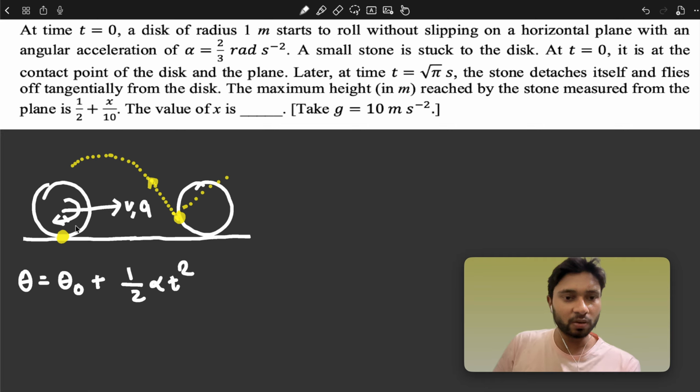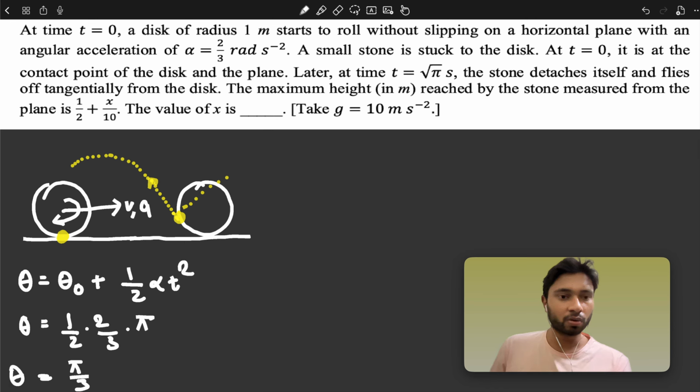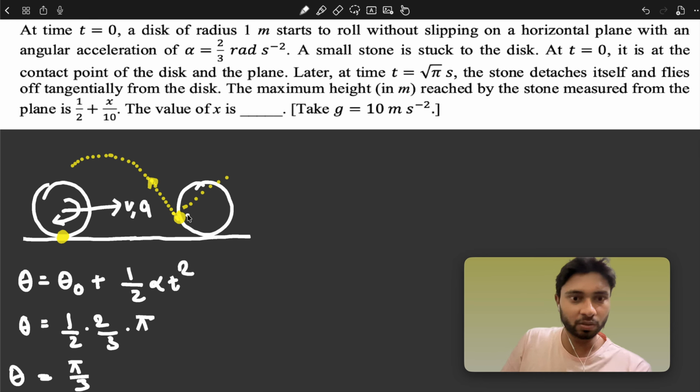Theta naught was 0. I can assume this angle is 0, so theta will be half into alpha, which is 2 by 3, into t square, where t is equal to root pi. So t square will be pi and theta will be pi by 3. Okay, coincidentally we have drawn the stone at the right position. So theta will be pi by 3.